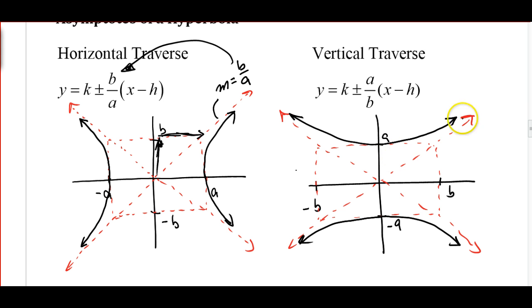Okay, and again, if I'm looking at this positive asymptote, the slope is positive here, I'm going up A, that's my rise over here, and over B, that's my run over there. So hopefully that'll help you remember, over here slope is B over A, over here slope is A over B.